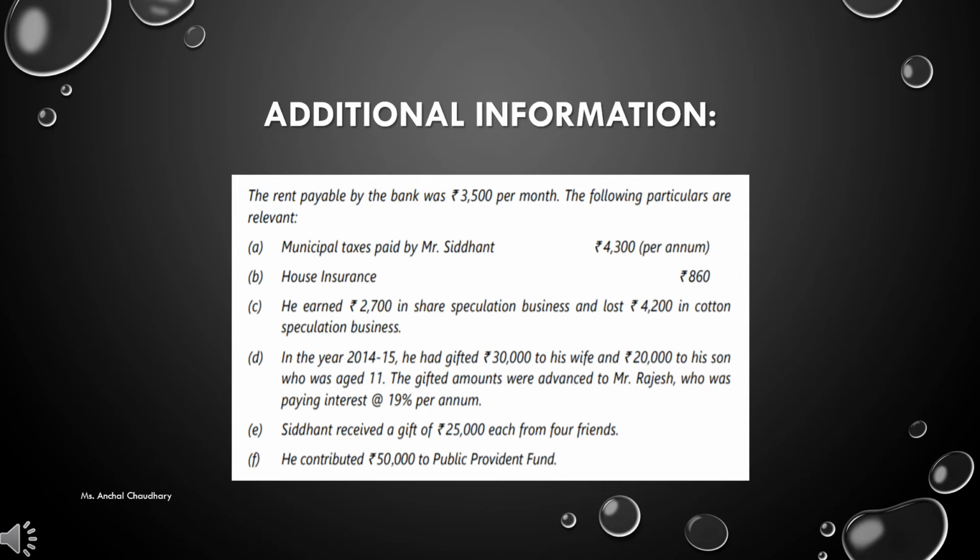Here is some additional information regarding the question. The rent payable by the bank was 3,500 per month. The following particulars are relevant. Municipal taxes paid by Mr. Siddhant are rupees 4,300 per annum. House insurance is rupees 860. He earned rupees 2,700 in share speculation business and lost rupees 4,200 in cotton speculation business.